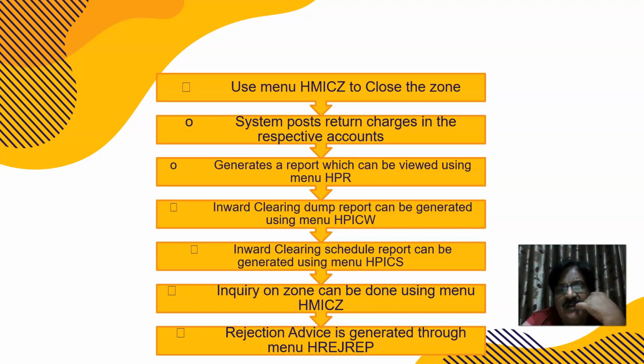Then schedule, inward clearing schedule, right? From which bank how many cheques came, how many number of cheques there were, how much amount, we can verify that. And if you want to inquire whether a zone is closed, suspended, unsuspended, any entry has to be maintained, and vault is not closed, teller can verify or modify or view any instruments, but if the time is over, he will not be able to do it. Rejection advice is generated through HREJ-REP. This rejection advice has to be sent to the customer. Your cheque has bounced due to this reason, maybe sufficient balance was not there or there is a difference in the signature.